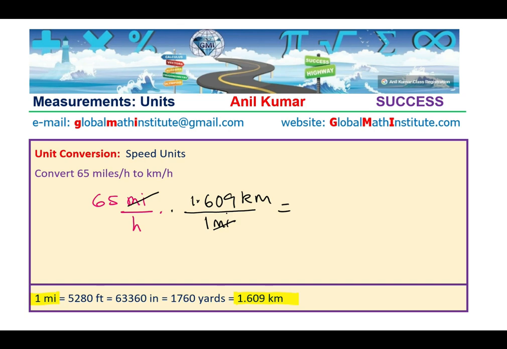So we have 65 times 1.609, and that gives us 104.58. Let me round it to 105, right? Kilometers per hour. Make sense? So that is a simple way to convert, especially when you are given a formula, right?